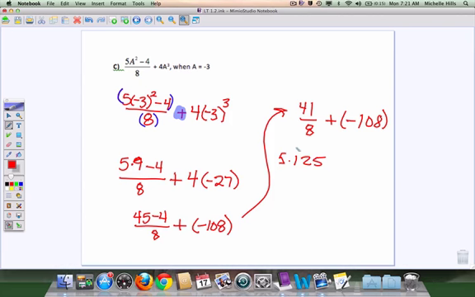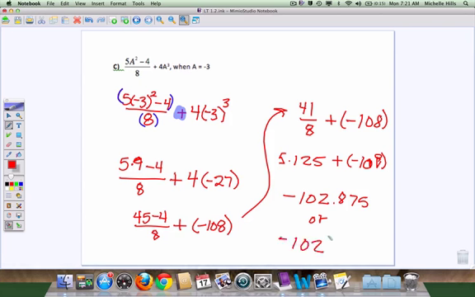I could also write it as 5 and 1/8 if I wanted to use a mixed number, but then plus my negative 108. My goodness, this thing is difficult to write with. And then this plus this is negative 102.875. Or if I give it as a mixed number, that's negative 102 and 7/8. Either one of those is an acceptable answer for this one.